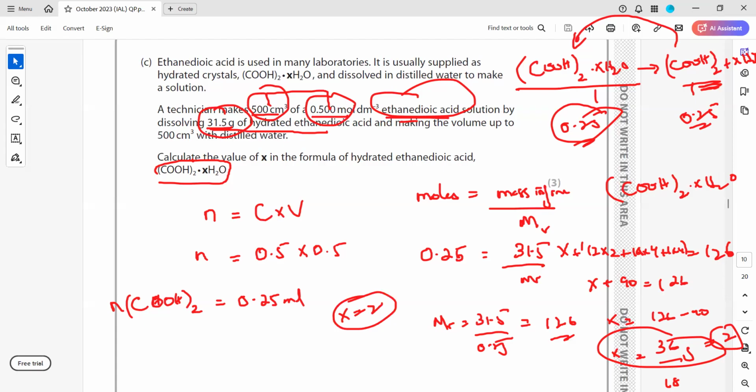Is it clear? So first we got the moles of anhydrous salt. From the moles of anhydrous salt, we got the moles of hydrated salt. From the moles of hydrated salt and the mass of hydrated salt, we got the molar mass or molecular mass. And from the molecular mass, we subtracted the mass of the ethanedioic acid. So we know how much water is there, or what mass of water. And then divided by the molar mass, we got the moles.